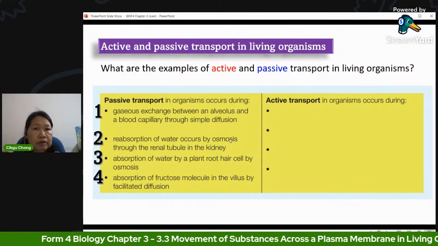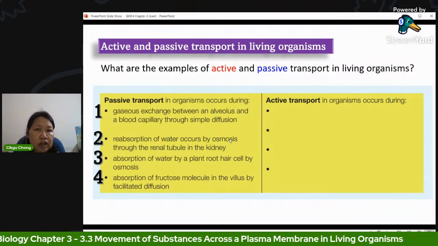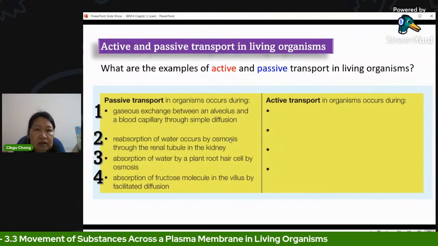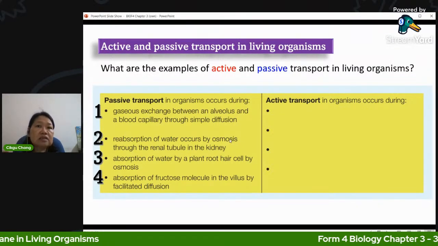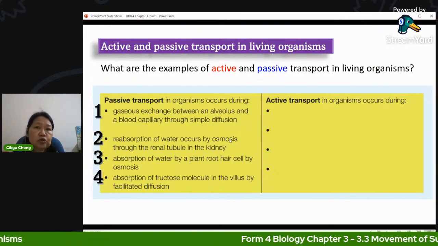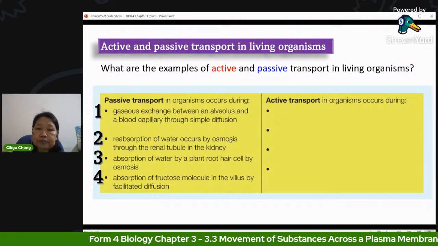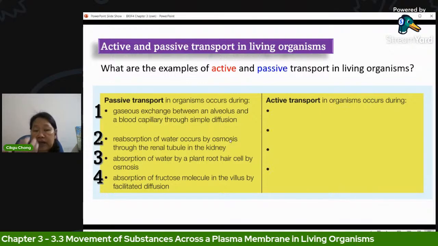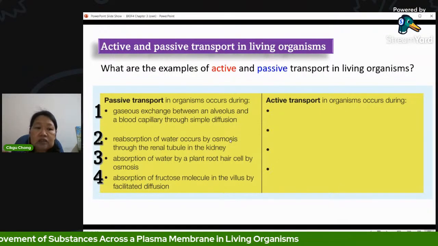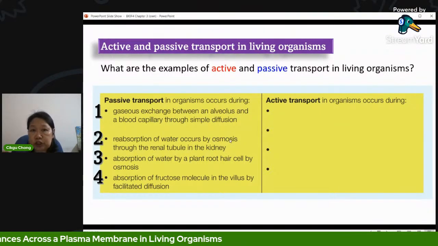If it's lipid soluble, it can go through the phospholipid bilayer easily. But because this is not fat soluble, it's water soluble, it cannot enter the cell through the phospholipid bilayer. Therefore, it has to go through the carrier protein, and that requires this transport protein. So that is called facilitated diffusion.